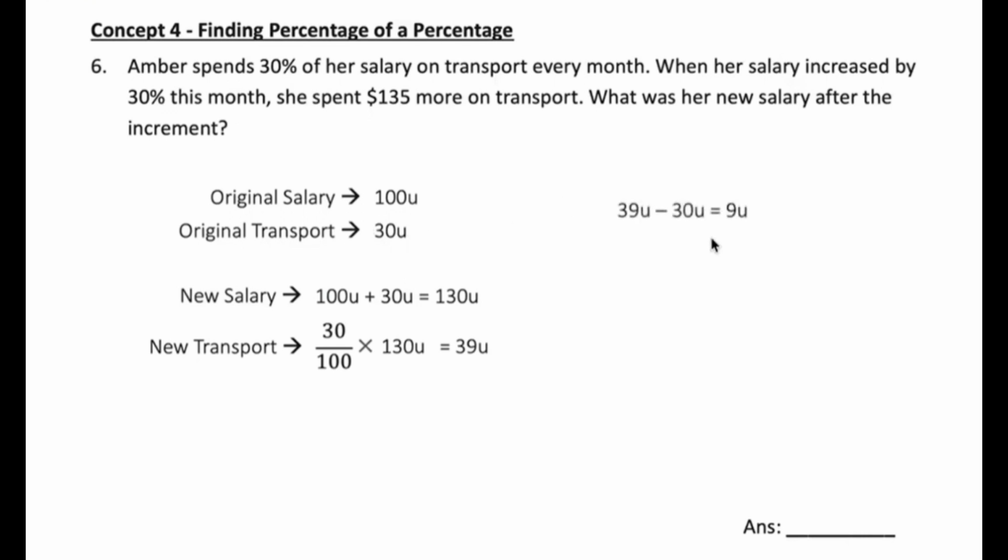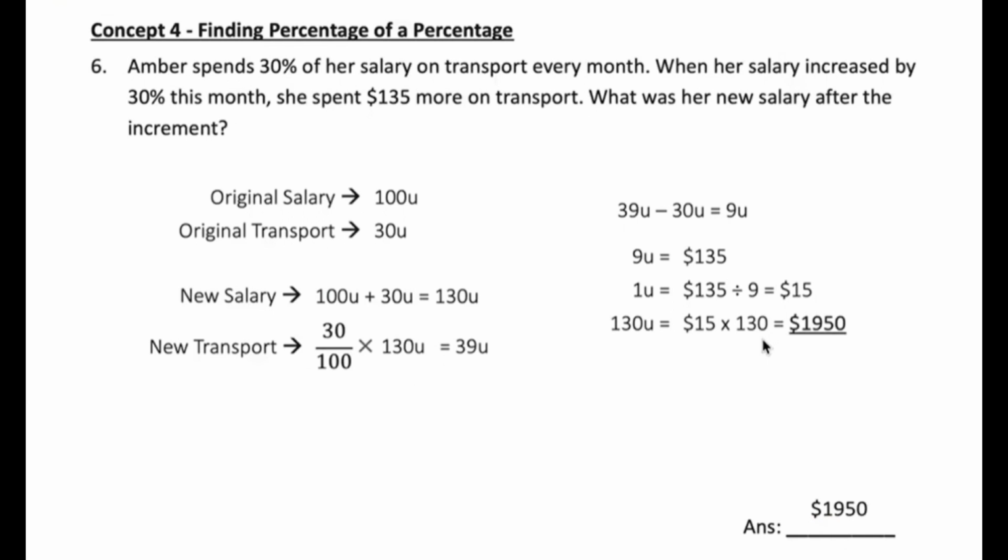So there's an increase of 9 units, which is equal to $135. She said she spent $135 more on transport. So 9 units is $135. Naturally, find what's 1 unit. Once you get 1 unit, always read the question one more time, to see what the question is asking you. Don't answer the wrong thing. What was her new salary after the increment? So the question is asking, what was her new salary? Which is here 130 units. So 130 units multiplied by 15. And that's the answer.